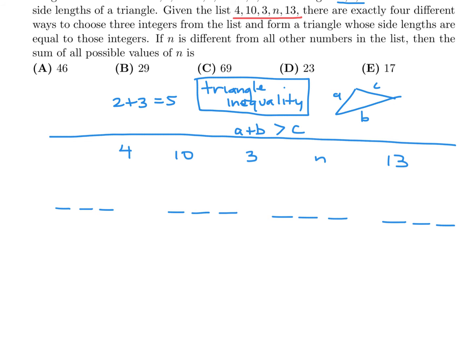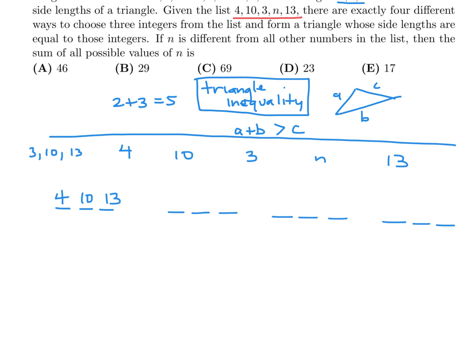Without talking about n first, let's just talk about the other numbers. Can we make a triangle from 4, 10, 3, and 13? I think the 3, the 10, and the 13 cannot. That will fail the triangle inequality. But 3, 4, and 10 won't work. 3, 4, and 13 won't work. 4, 10, and 13, I believe that will work. Yeah, that will obey the triangle inequality because 4 plus 10 is indeed greater than 13.